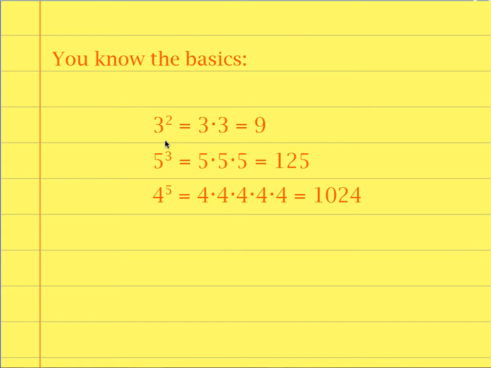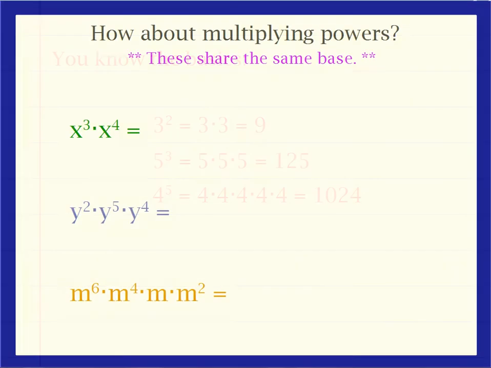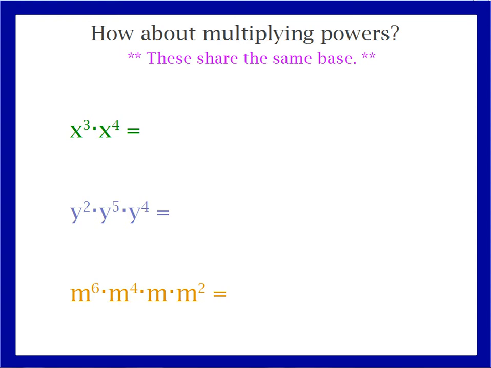3 to the second power, the whole thing together is known as a power. 3 is the base, and 2 is the exponent. 5 to the third is a power, 5 is the base, 3 is the exponent, just so we know what we're talking about. Now we're going to talk about multiplying powers, and in these powers we have common bases.